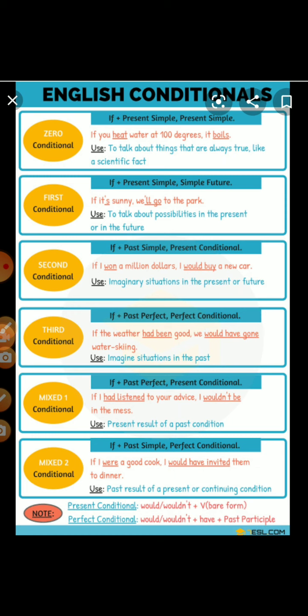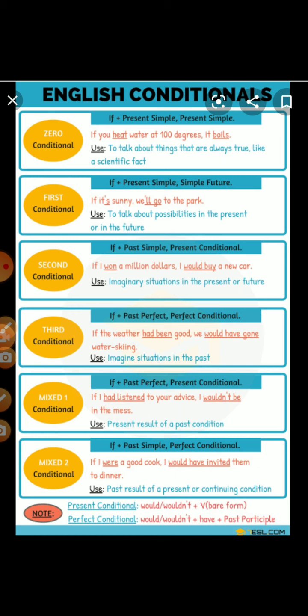If the simple past tense is in the if clause, in that case would plus the base form will be in the main clause. Have a look at the example. For example, if I won $1 million, I would buy a new car. So over here we have used would plus the base form, that is the first form of the verb. More examples can be, if you worked hard, you would get a first class. So when are we supposed to use the second conditional? In imaginary situations, in the present or in the future.